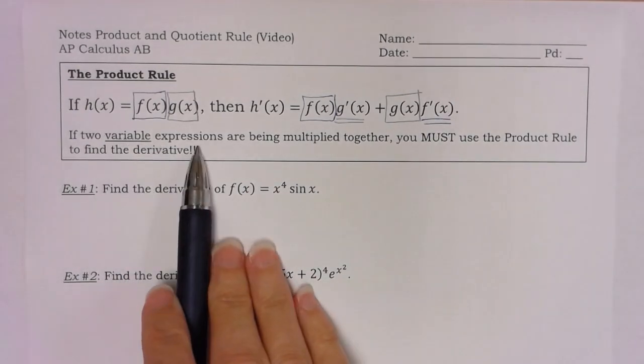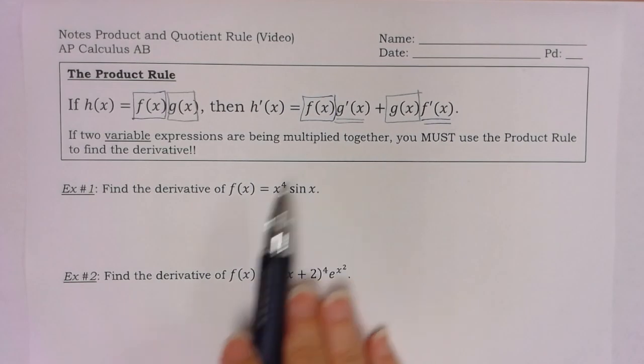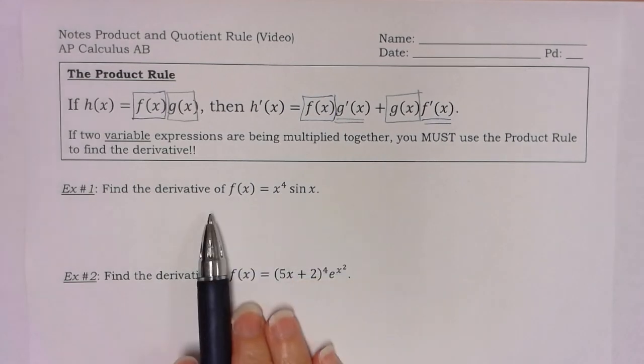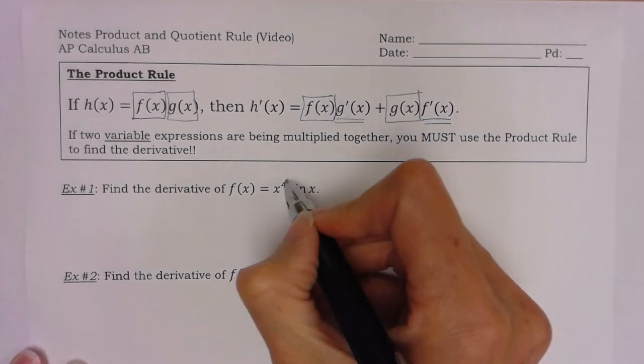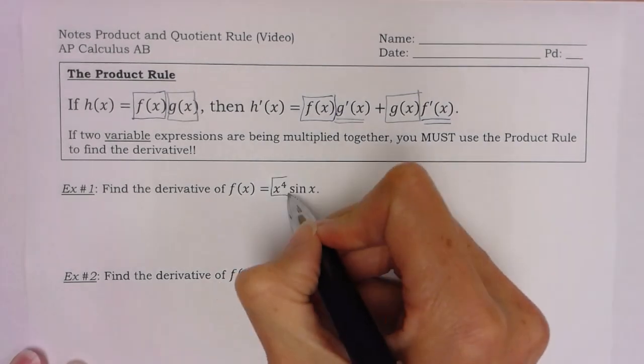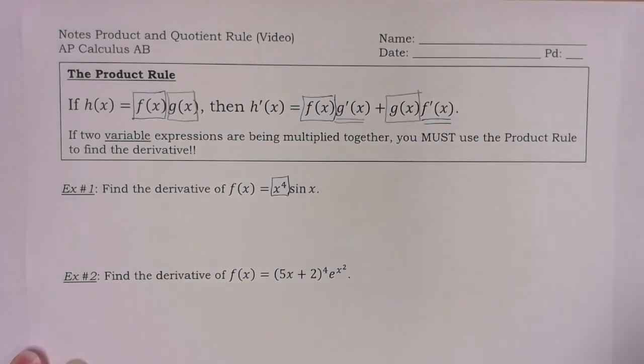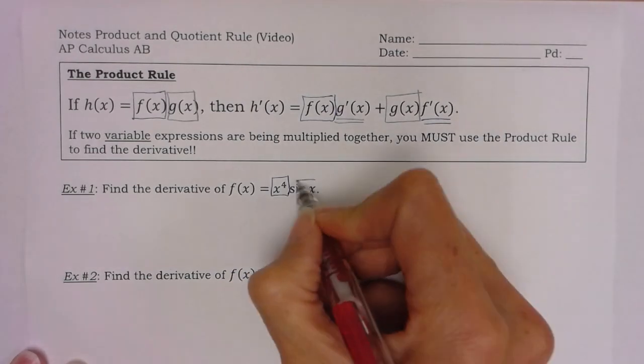So let's look at this example 1. So we have f of x is x to the fourth times sine of x. So there are two distinct functions. The first function is x to the fourth. The second function is sine of x. So I'm going to find the derivative.